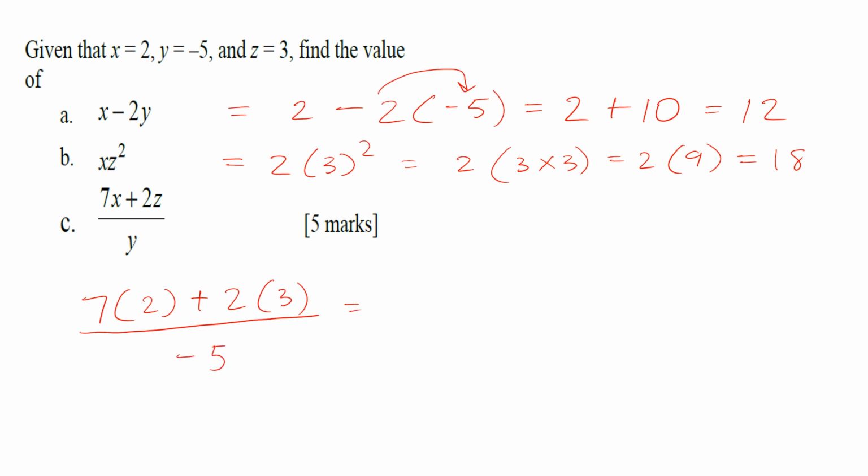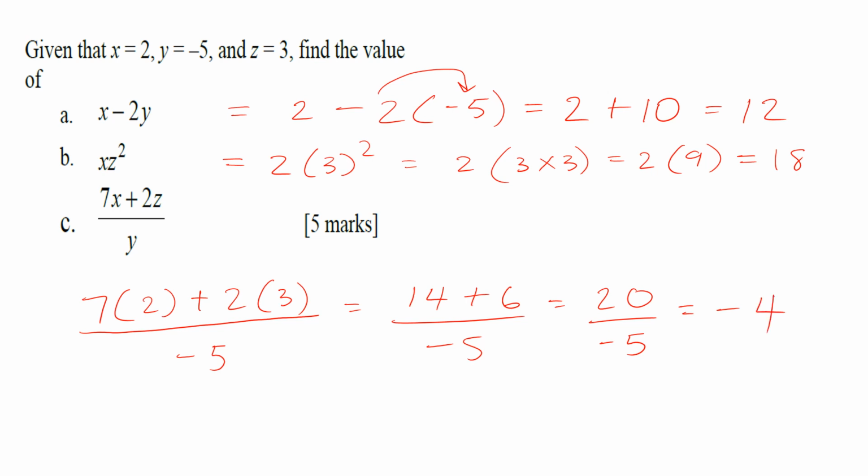Let's expand the brackets in the numerator. So 7 times 2, which is 14, then 3 times 2, or 2 times 3, which is 6, all over negative 5. Now the numerator can be simplified to 20, because 14 plus 6 is 20, and then we divide by negative 5. Now a positive number divided by a negative number will give us a negative answer, right?